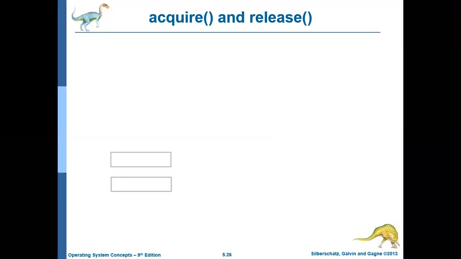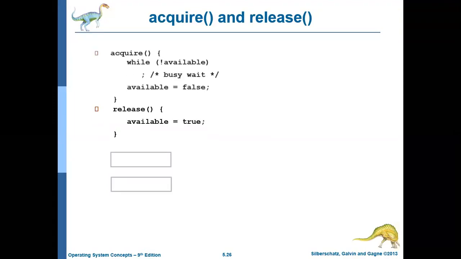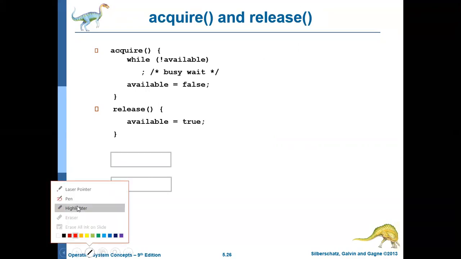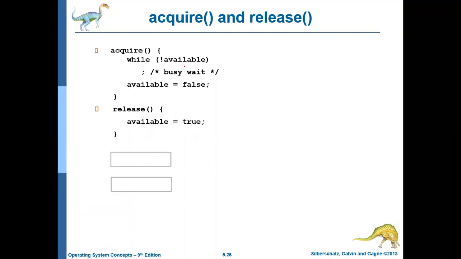This is how normally the code for mutex lock appears. There will be two functions, acquire and release. Before entering the critical section, the particular process should execute acquire. In acquire, what it does is it checks while not available. Here we use the term available. Available means whether the critical section is currently available or not.